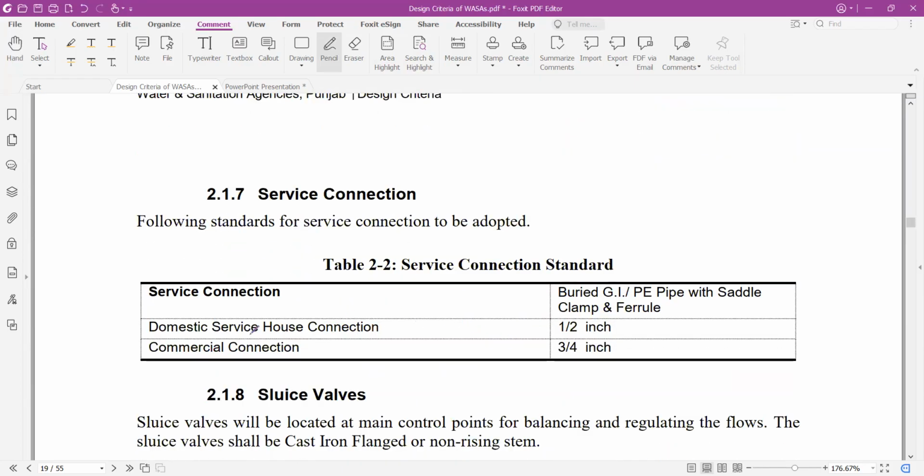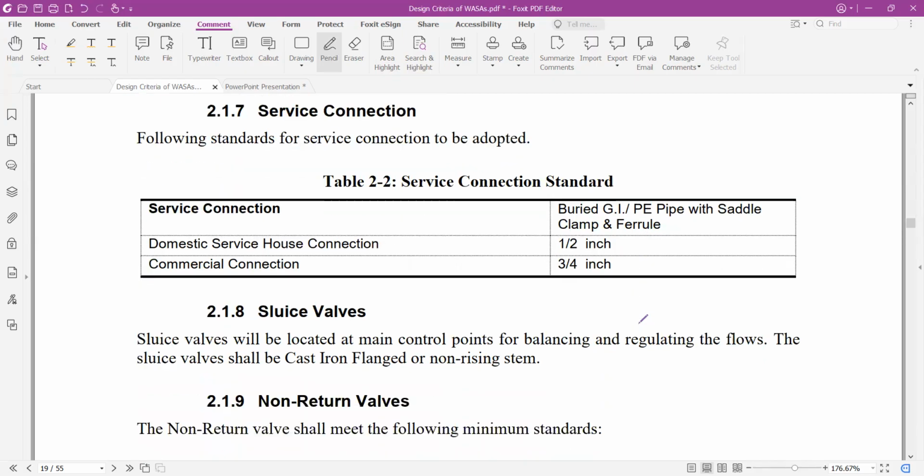Service connection: if you are providing a connection to a household, a pipe size of 1/2 inch, half inch pipe, should be used, and for a commercial connection, a 0.75 inch pipe should be used for the service connection. Galvanized iron pipe and other pipes like PVC can also be used for the service connection. Cast iron pipes can also be used.